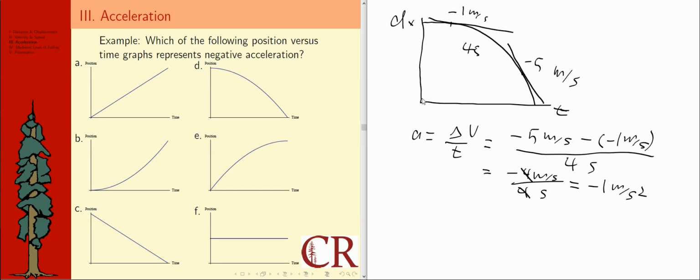What's another possible answer here? I think E is another possibility. And if I were to graph that, that's an object that was slowing down. And I said before, one way of thinking about that is that the acceleration is in the opposite direction of its motion.